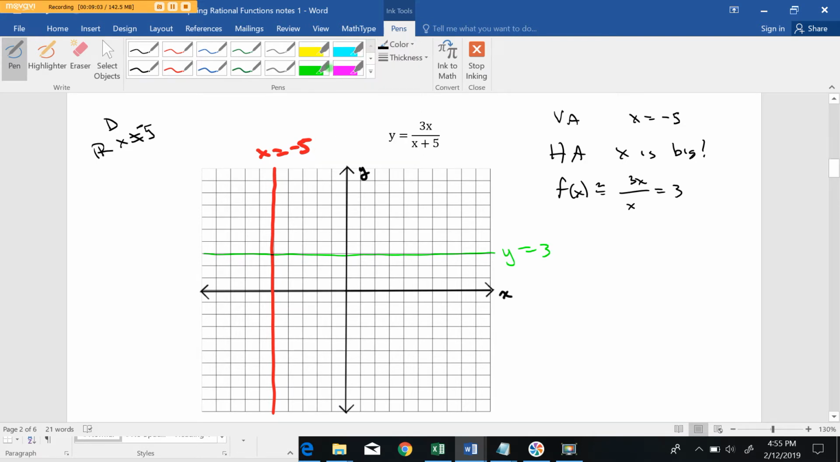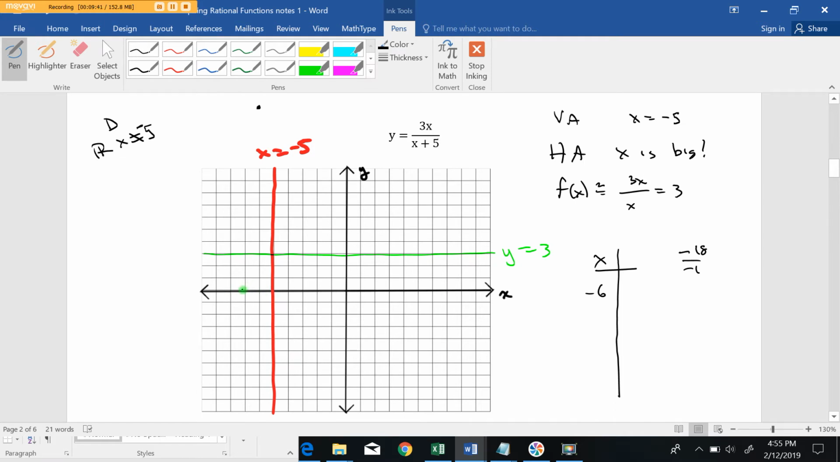All right, now let's start sketching here. And this one I think you'll find is really cool. Watch this. Let's try negative 6. When we run negative 6 through this, we get negative 18 on top and negative 1 on the bottom, so we get 18 out of that. So negative 6, 18. Now it's kind of off my graph here, way up here. Probably shouldn't even try to sketch it. I'll try moving over a little bit.